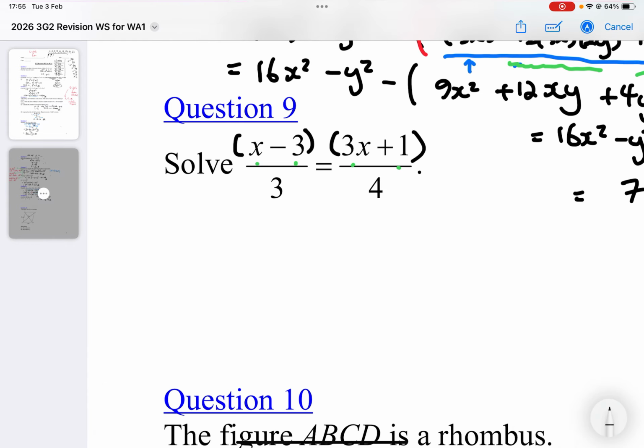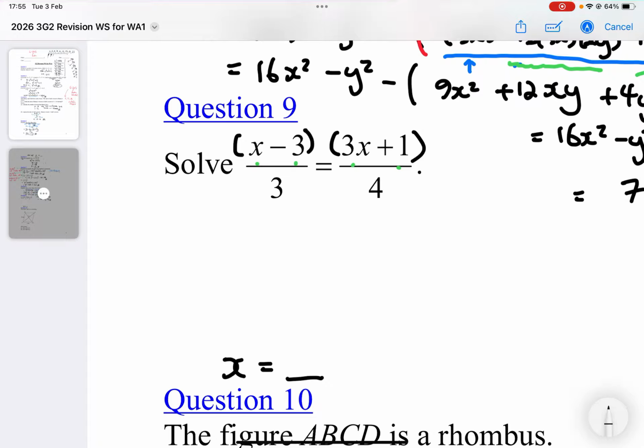Then after that, the approach is, this one is solving. What is the final answer they are asking? Solving means they are asking you what is x. So your answer definitely will be x equals to what? From here until here, I know that I don't want any fractions. I don't want a fraction on the right, and I don't want a fraction on the left.